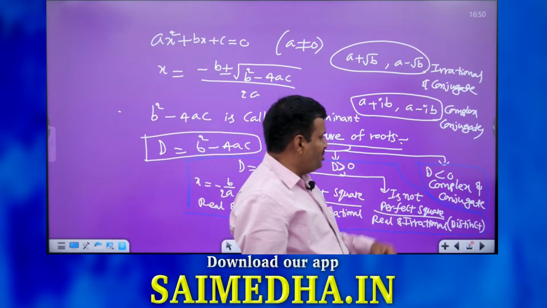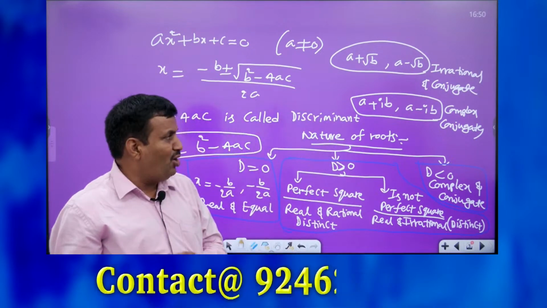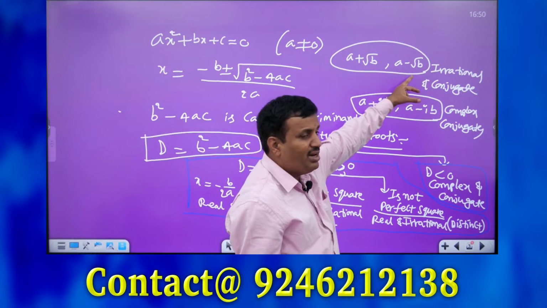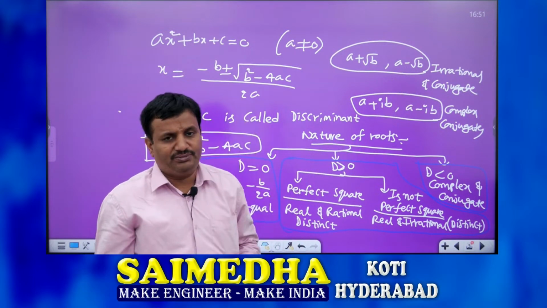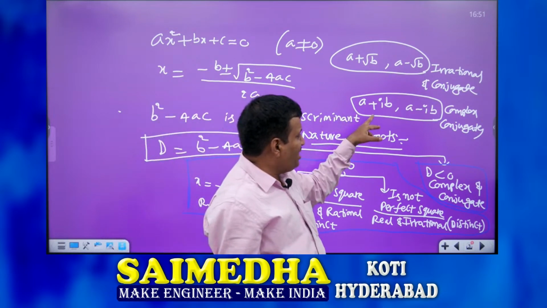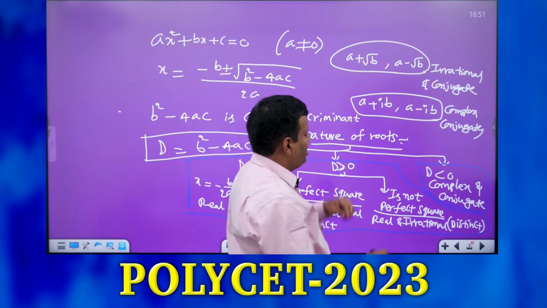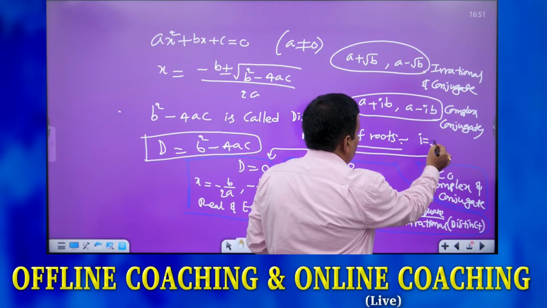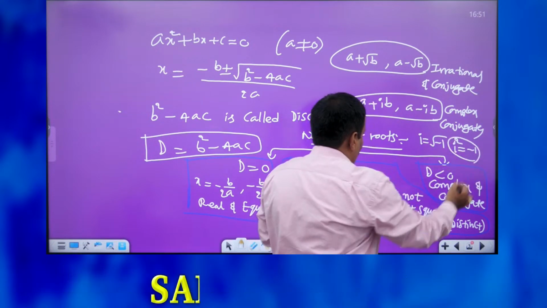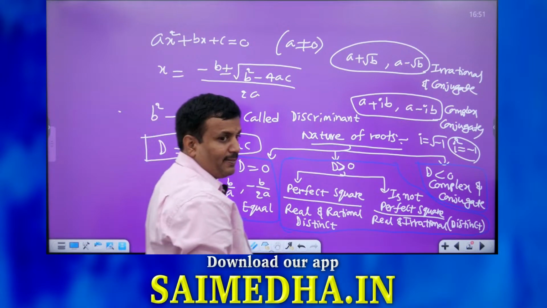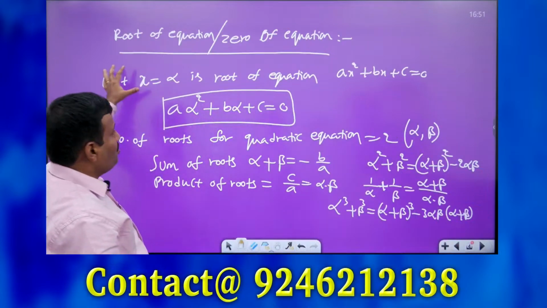If D less than 0, the roots are complex conjugates. How do irrational roots appear? A plus root B and A minus root B. If one root is A plus root B, the other root is definitely A minus root B. We must remember that. And complex conjugate roots, what are they? A plus iB and A minus iB. Here i is equal to square root of minus 1. I square equal to minus 1. Yes.